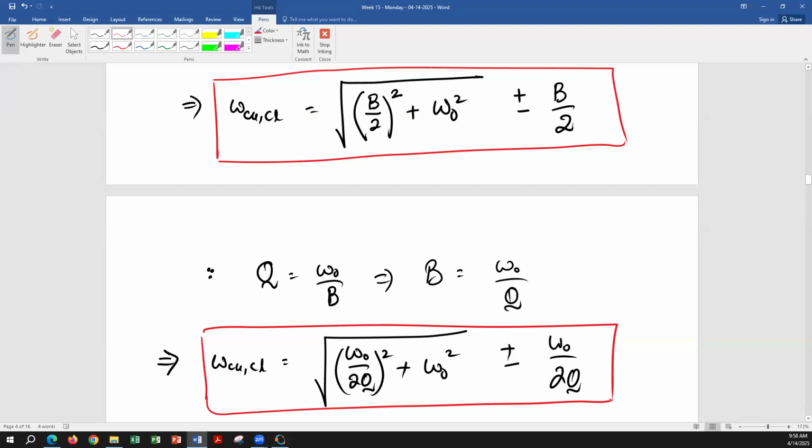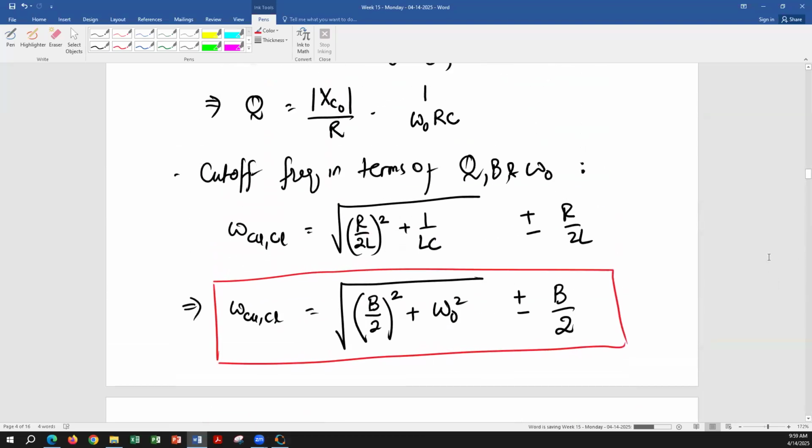So you can use any of the formulas based upon whichever is easy to use at the time, that is, which values you know. But in general, if I have the values of R, L, and C, then I simply use the values of R, L, and C and calculate the lower and upper cutoff frequencies. But any of these formulas can be used.